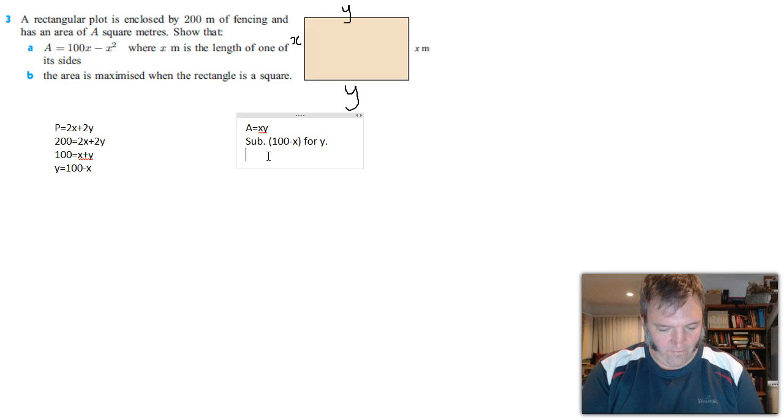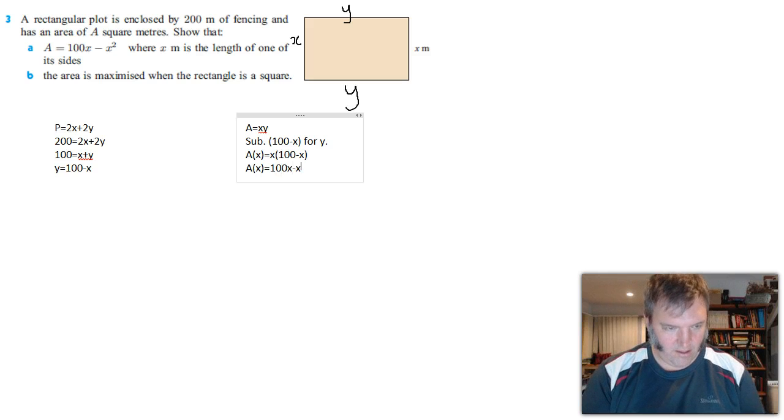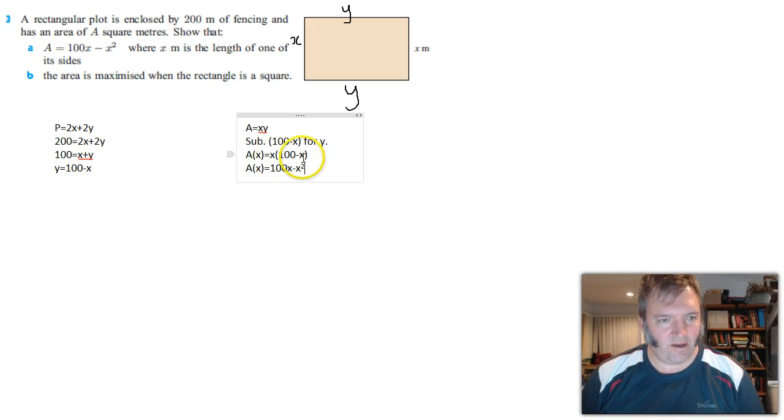Alright, so therefore my area, and I really want to be cool, I can write it in terms of x, is going to be x multiplied by 100 take x. And you can see they've got it in the expanded form, so let's finish it off nicely. Area in terms of x equals 100x minus x squared. So that's part A done.